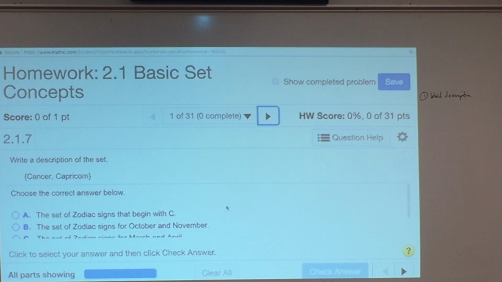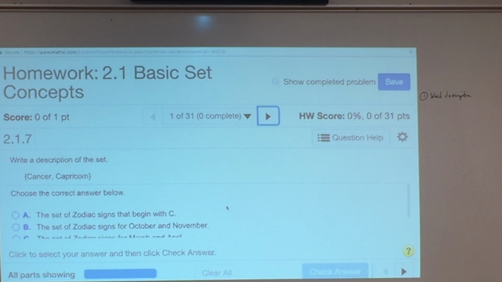Okay, good. If you take a look at that, write a description of the set. Sets are always noted with braces, and these braces contain the elements of the set. The elements can be anything: words, letters, symbols. You'll see all sorts of different things over the next three sections. But what you can do with them is describe them.